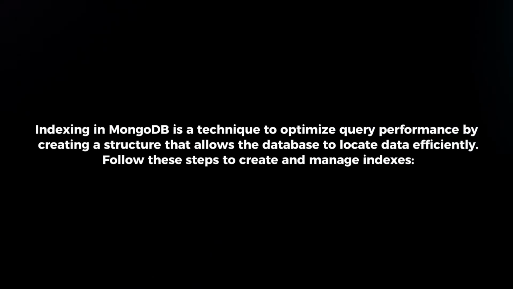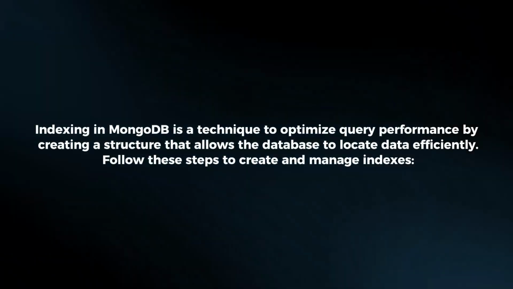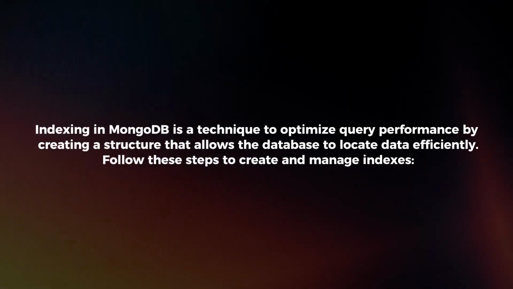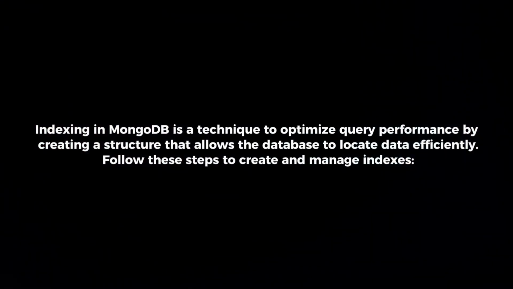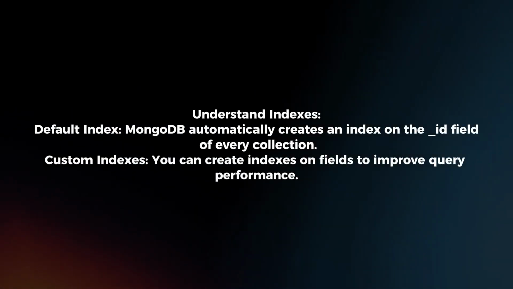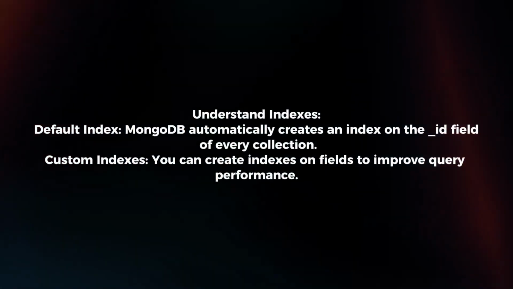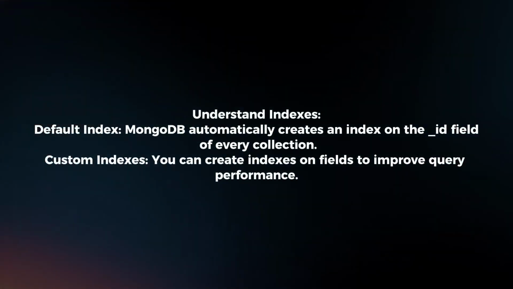Indexing in MongoDB is a technique to optimize query performance by creating a structure that allows the database to locate data efficiently. Follow these steps to create and manage indexes. Understand indexes. Default index. MongoDB automatically creates an index on the _id field of every collection.